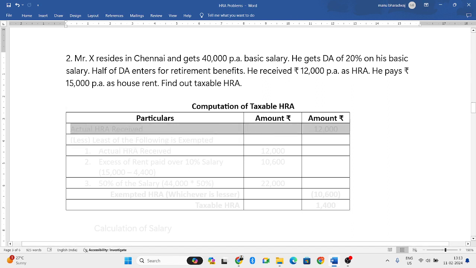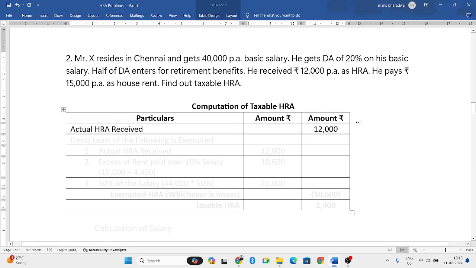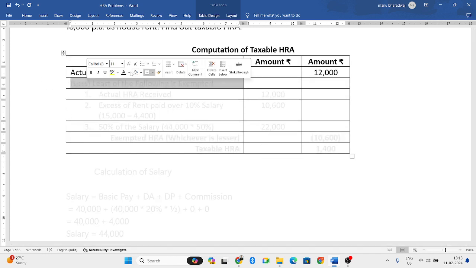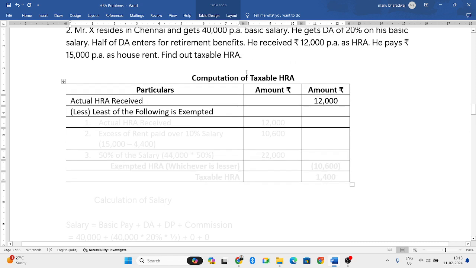So first you have to draw a table with 3 columns. First write the actual HRA received. The actual HRA received is 12,000. Next, we have to give the exemption. We have 3 exemptions. The least of the following 3 exemptions will be exempted. The first exemption is the actual HRA received.